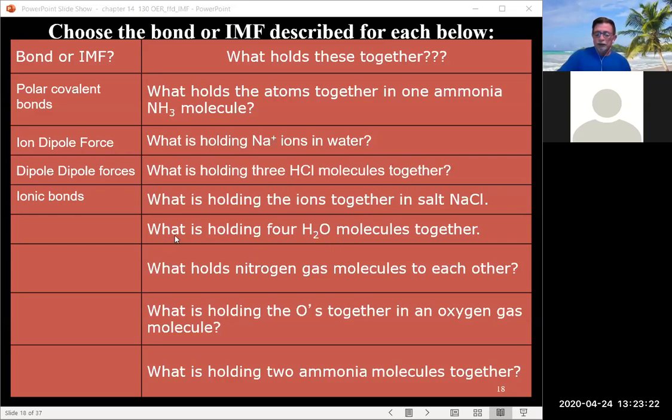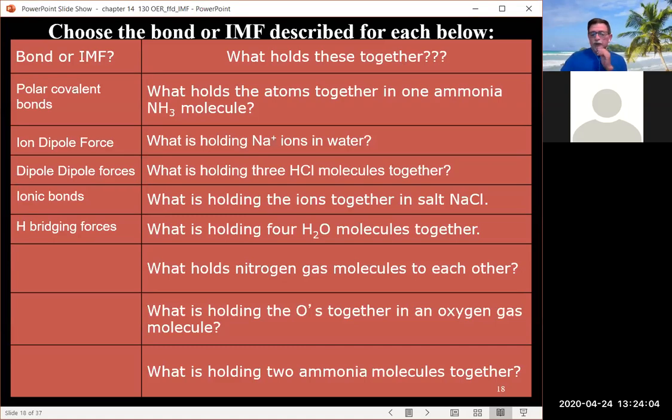Okay. Now the next one, what is holding 4 H2O molecules together? So we are talking about molecules interacting with each other, okay? And so it's not London forces. It's not ion dipole because there's no ions involved here. So it's got to be either hydrogen bridging or dipole. Well, the fact that you got hydrogen bonded to oxygen, automatically hydrogen bridging. Okay.